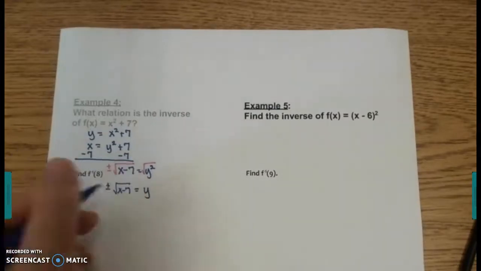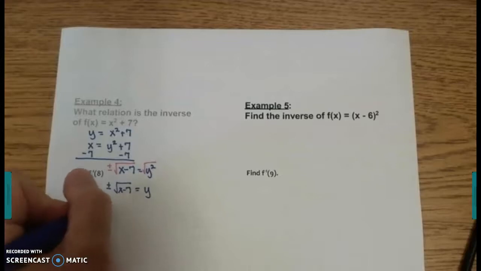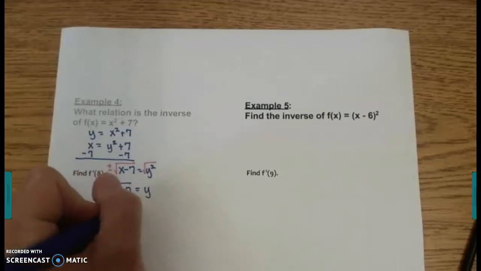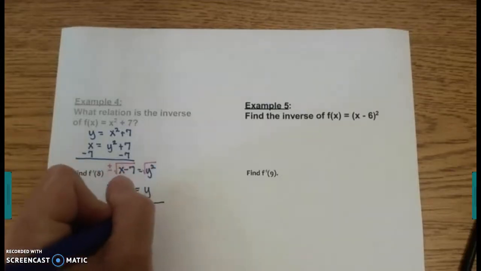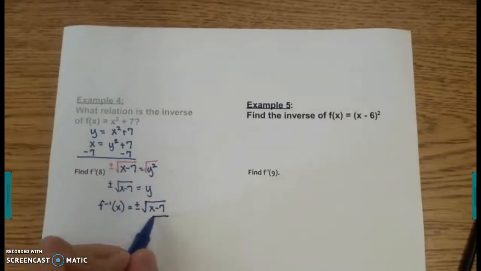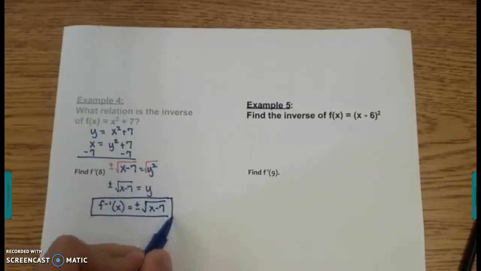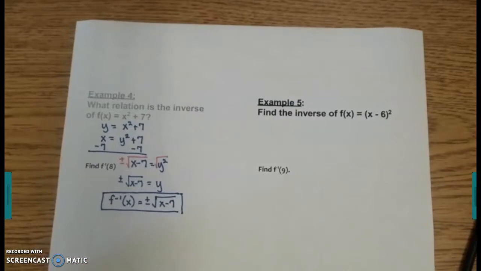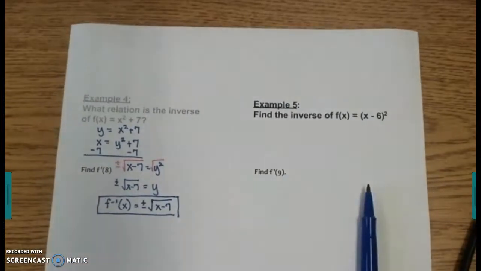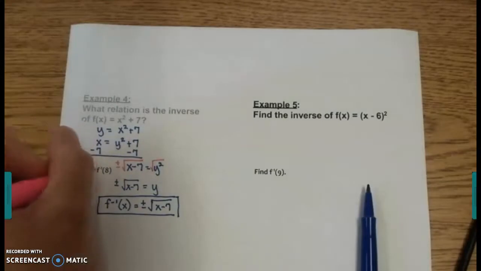Last step is to change that y to inverse notation. So we have plus or minus the square root of x minus 7. So then it asks us to find the inverse of 8.